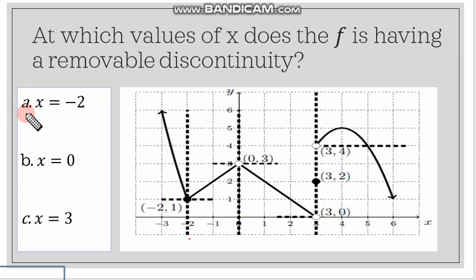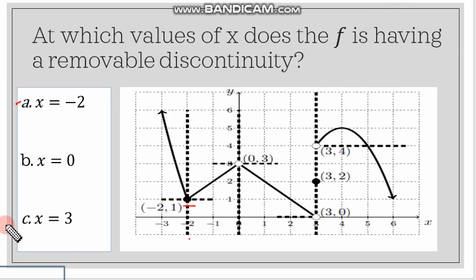Okay, if you answered letter A, that's wrong, because at x is equal to negative 2, we can see that the function is continuous. Now, we are looking for a discontinuous point of the function.